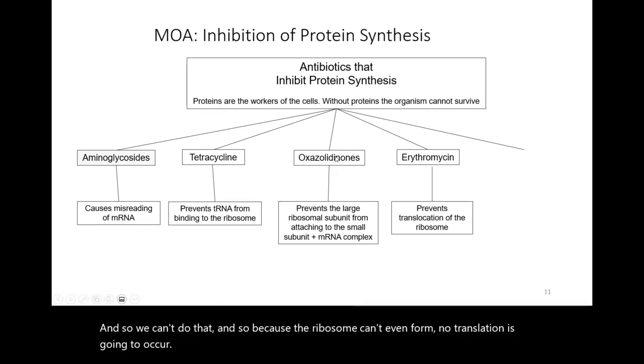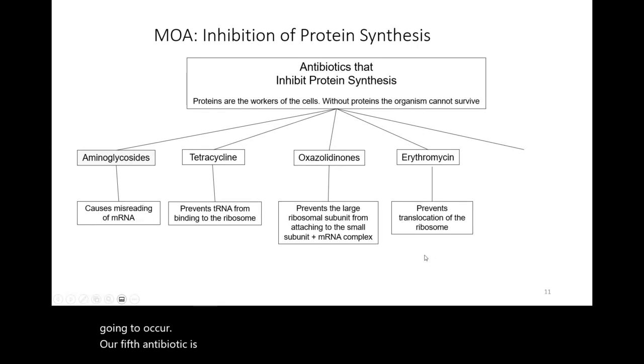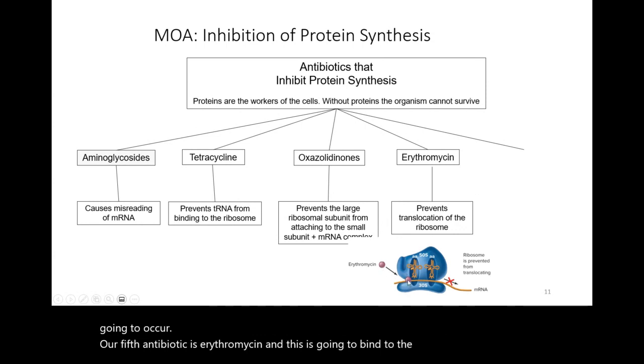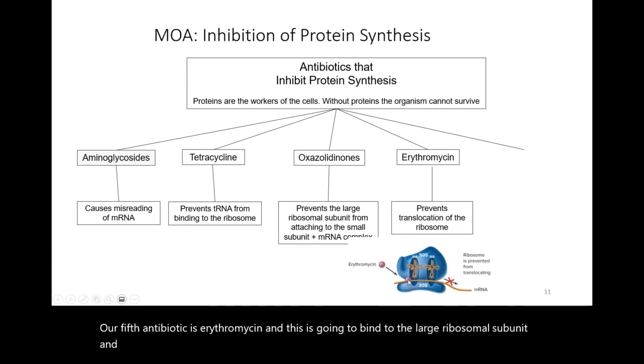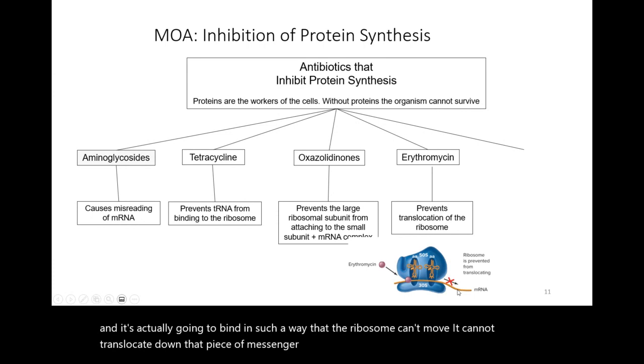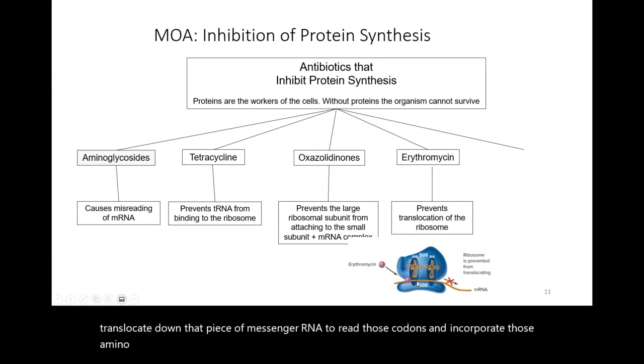Our 5th antibiotic is erythromycin, and this is going to bind to the large ribosomal subunit, and it's actually going to bind in such a way that the ribosome can't move. It cannot translocate down that piece of messenger RNA to read those codons and incorporate those amino acids. Okay, so again, this is going to be shutting down the elongation stage.